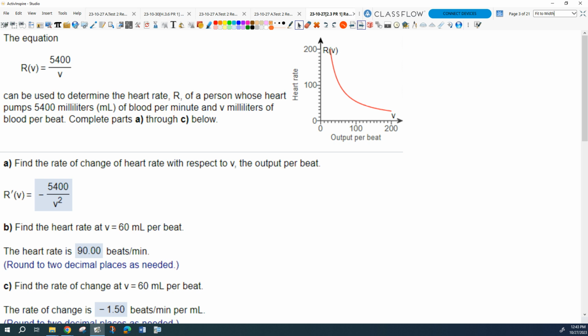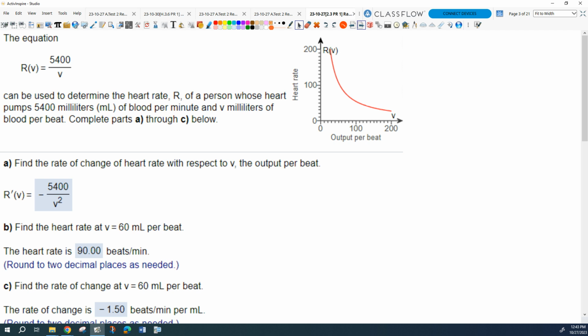Here's a function r of v, and let's define this. It can be used to determine the heart rate r of a person whose heart pumps 5,400 milliliters of blood per minute, and v milliliters of blood per beat. Okay, so this would be something that if you were a cardiologist you would be looking at functions like this, maybe to help determine if a person's got a healthy heart. So find the rate of change of heart rate with respect to v, the output per beat.